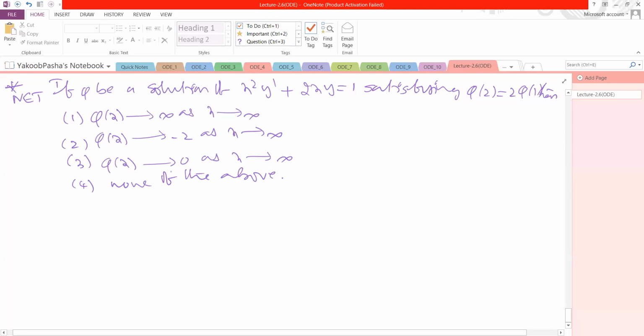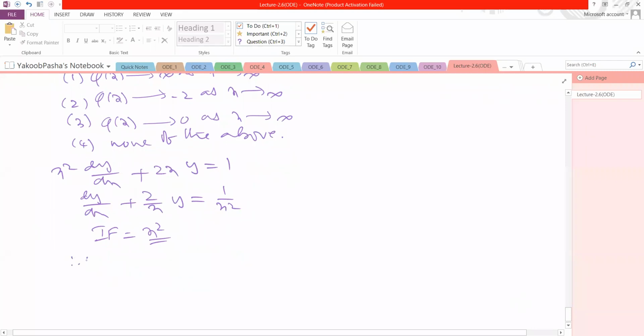Now, first, I'm taking the given differential equation, x square y dash, that is dy by dx, plus 2x into y is equal to 1. Dividing with x square, dy by dx plus 2 by x into y is equal to 1 by x square. When we have a by x, the integrating factor is x power a. Since we have 2 by x, the integrating factor is x square.